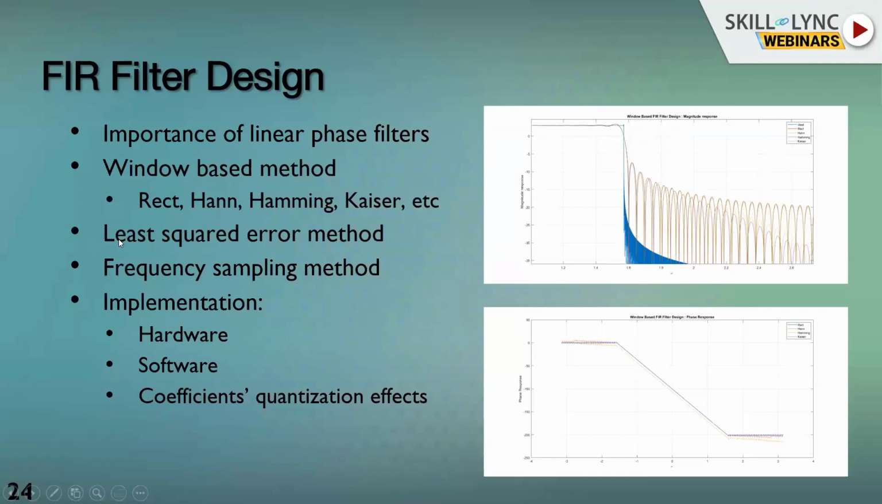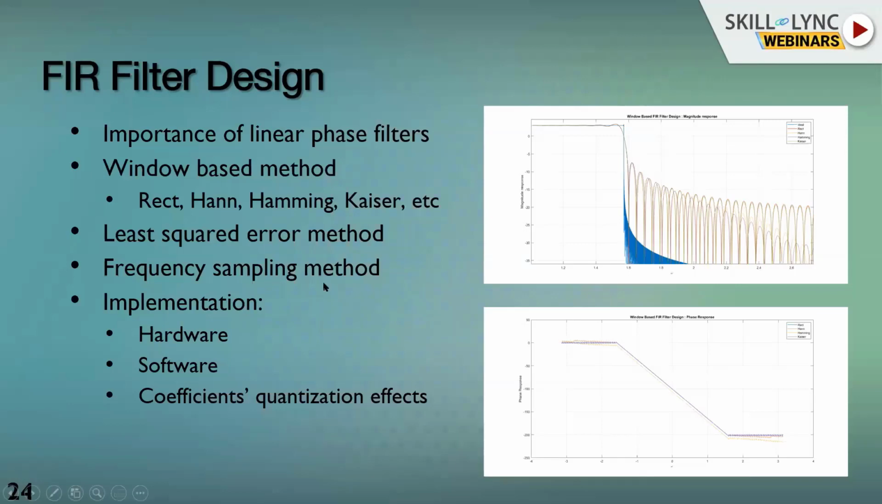Then we have the least squared error method based filter design, where we take the ideal filter and define a 7 tap or 10 tap filter, which is an approximation of this ideal filter. Then we calculate the squared error between the desired filter and what we are designing, and we try to minimize the squared error between the desired, ideal one and the practical one. So that is one way.